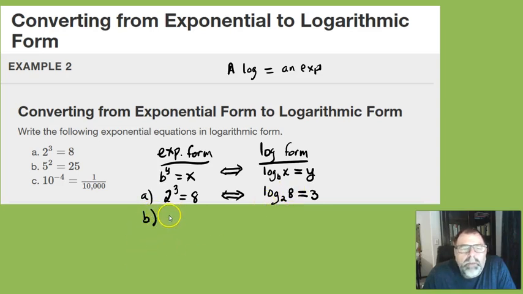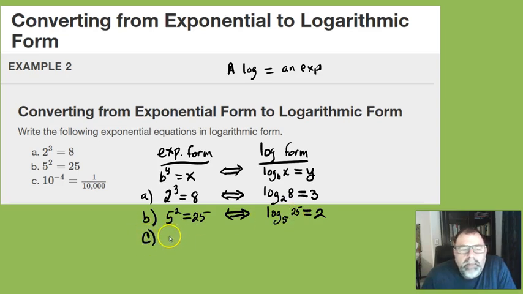All right, let's try the next one. 5 squared equals 25. So that's equivalent to, we start with the log. What's the base? 5. Log equals the exponent, so 5 squared equals 25, and that goes as the input. So the output value for the exponential form is the input value for the log form.